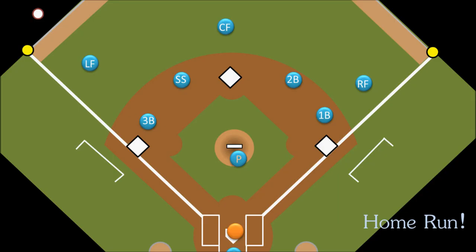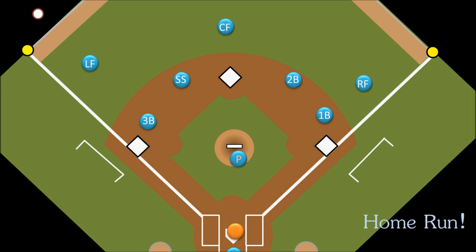Very rarely a play will occur when a batter hits the ball that does not go over the fence, but he is so fast that he's able to run the whole way around the bases before the defense can throw the ball back in and tag him out. This is called an inside the park home run, and it counts just the same as a regular home run.